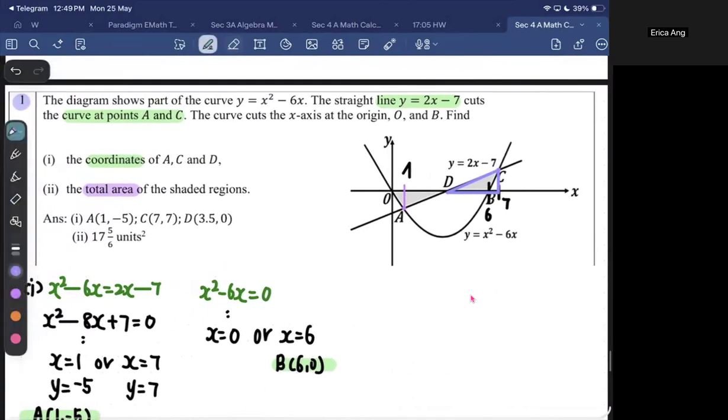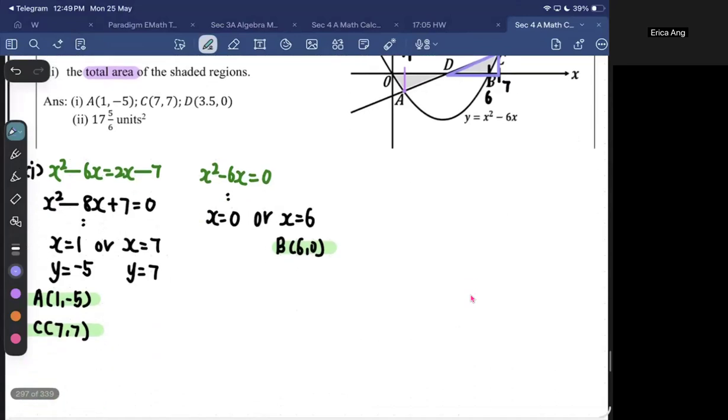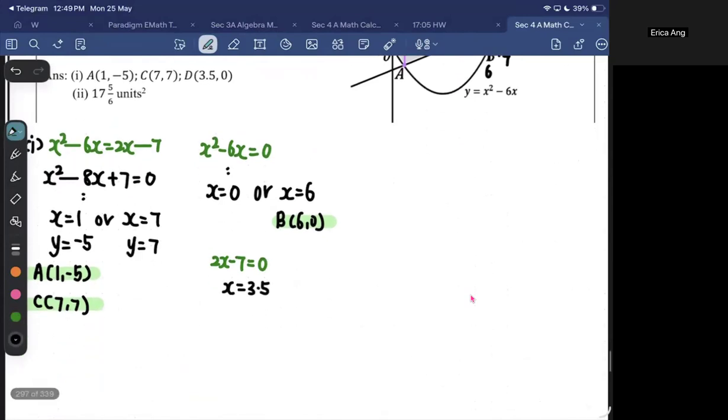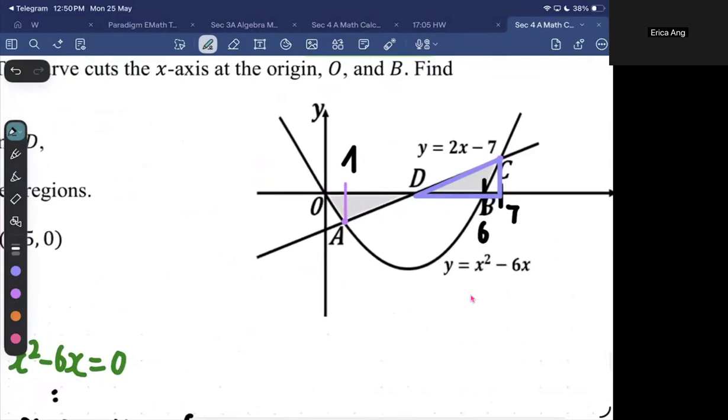Then, oh, I don't have D. They want A, C, and D. Oh, I haven't found D. Oh, goodness me. Wait, I need to find D. D is when the line meets the axis. So my x is actually 3.5. So my D is 3.5 and 0. I thought they wanted me to find B. See, never focus. Anyway, like that. So I got D already. D is here, this one here. So this one is 3.5.